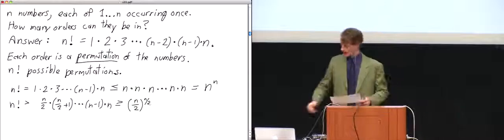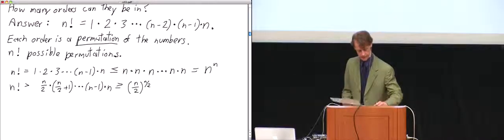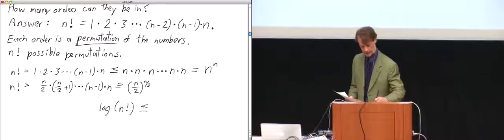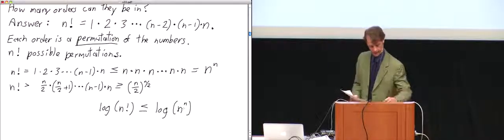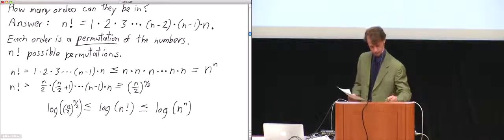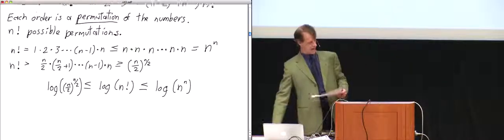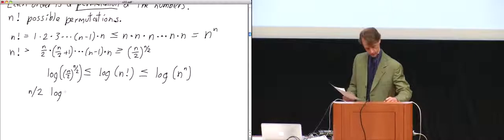And now, what I really want to bound is the logarithm of n factorial. Well, that's less than or equal to the logarithm of n to the n, as we just saw. And it's greater than or equal to the logarithm of n over 2 to the power of n over 2. And so we can now take those logarithmic factors down.